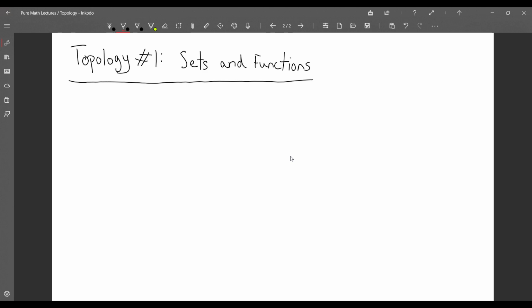Alright, so in this first video we're going to be talking about sets and functions. These are really preliminary matters for any pure math course. But the benefit that we get from doing these three courses in tandem is that we only have to go over the preliminary matters once.